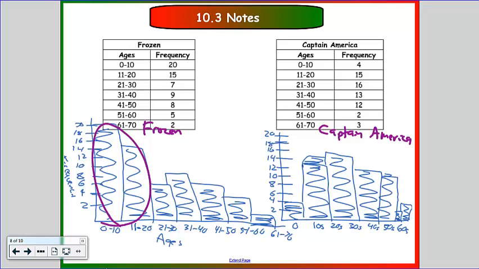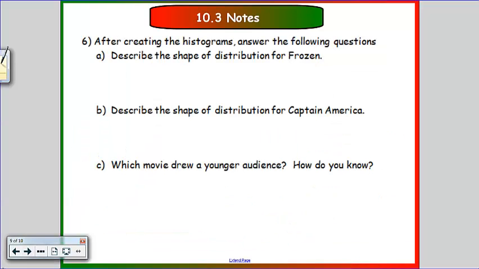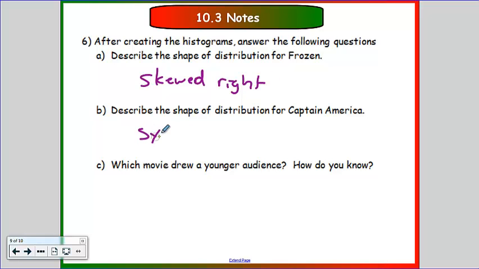It asks you for the shape of distribution for Captain America. I think that one's pretty clear that the cluster of the data is toward the center. It's pretty symmetric, and the low end and high end are pretty close. So that one would be symmetric. This one, yet again, would be skewed right, and the other one would be symmetric. I think that makes a lot of sense for what you probably know about those movies. Frozen drew a younger audience, and Captain America drew a somewhat even audience.